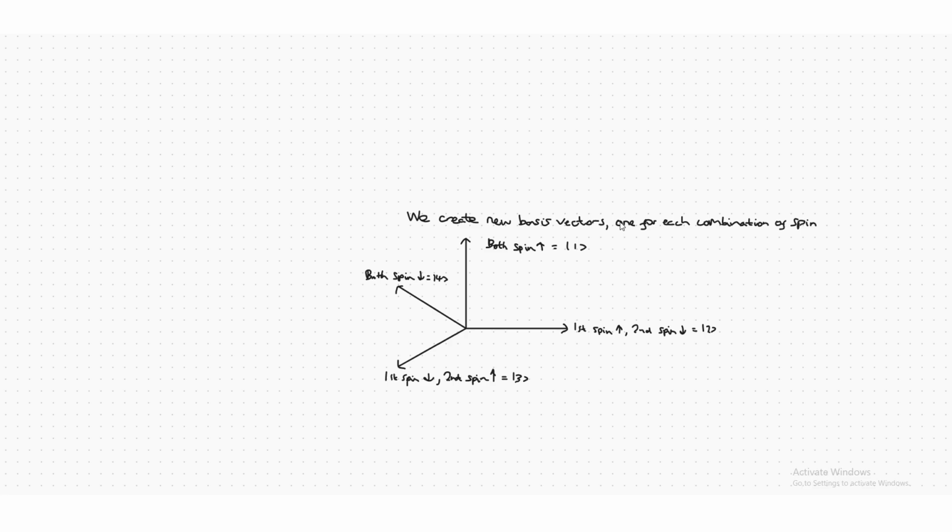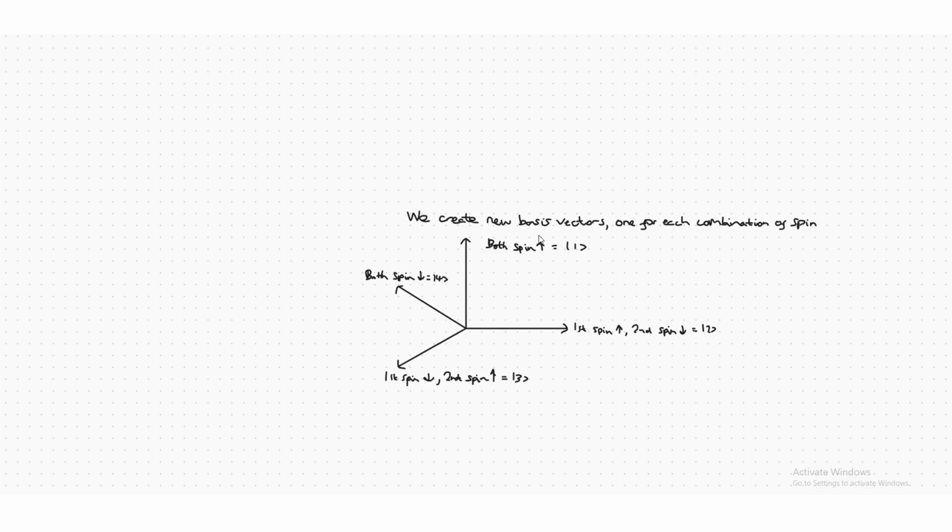So what we want to do is create 4 new basis vectors, one for each combination of both particles' spin states. So let's say for the combination where both spin states are up, we call that basis vector number 1. Then when the first particle has spin up and the second has spin down, we call that combination basis vector 2. Then when the first is spin down and the second is spin up, we call that basis vector number 3. And when both are spin down, we call that basis vector number 4.